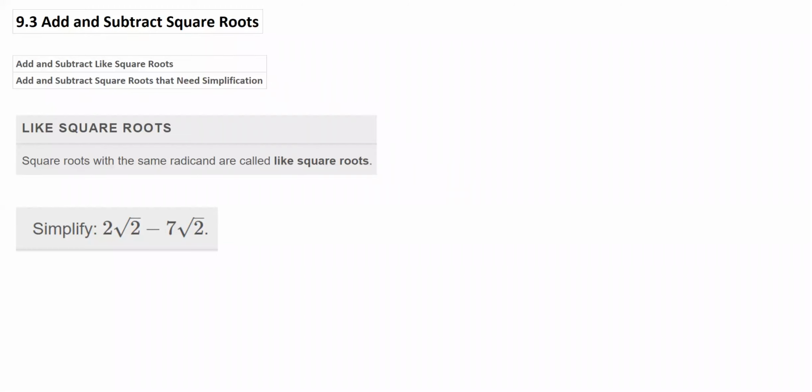Hello class, welcome to 9.3, add and subtract square roots. We are looking at two objectives: to add and subtract like square roots, and to add and subtract square roots that need simplification. Okay, like square roots, like terms. Like square roots means square roots that look alike. Let's write that: square roots that look alike.